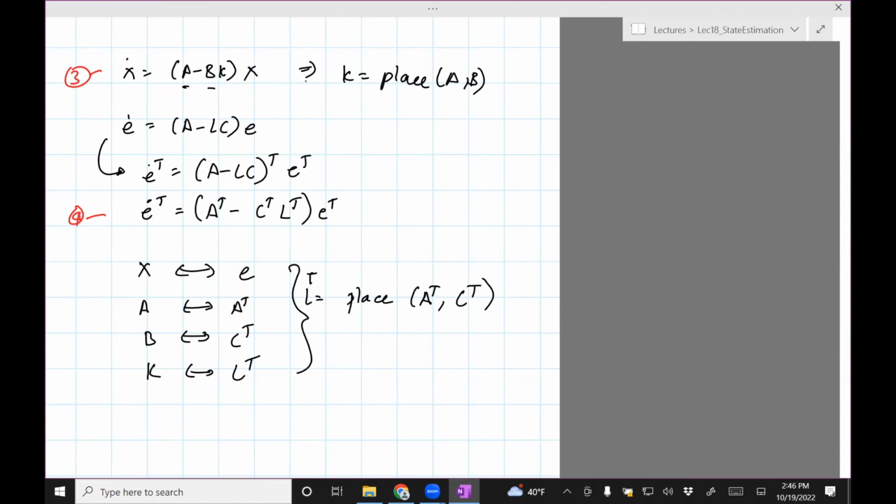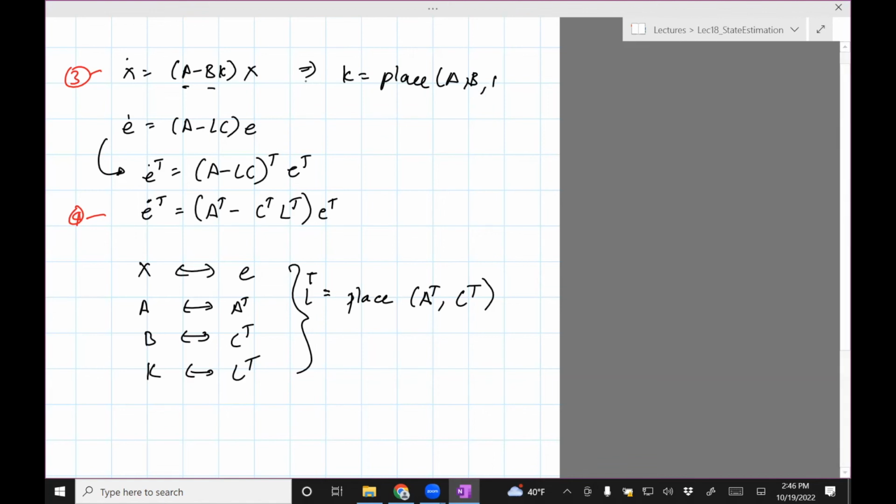So it'll give me L transpose actually. Once you get L transpose, you need to take the transpose again to compute L. So this is how you can place the poles of the observer, and that will help you to estimate the states which are not measured. I'll show you an example where you can place the poles wherever you want, and it does a good job of estimating.